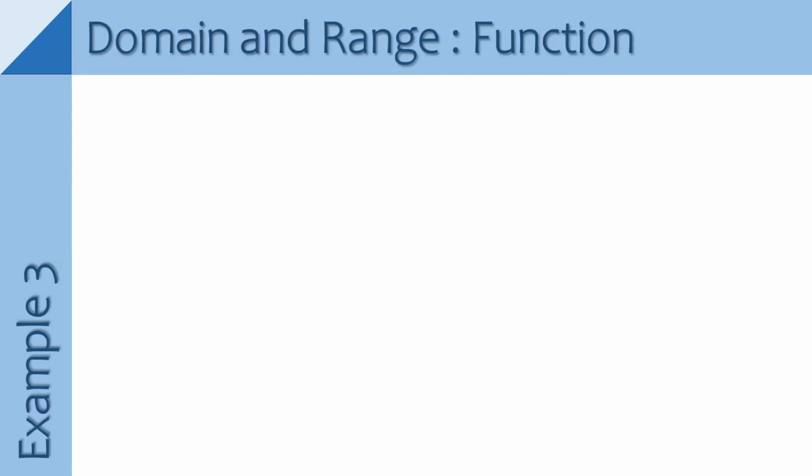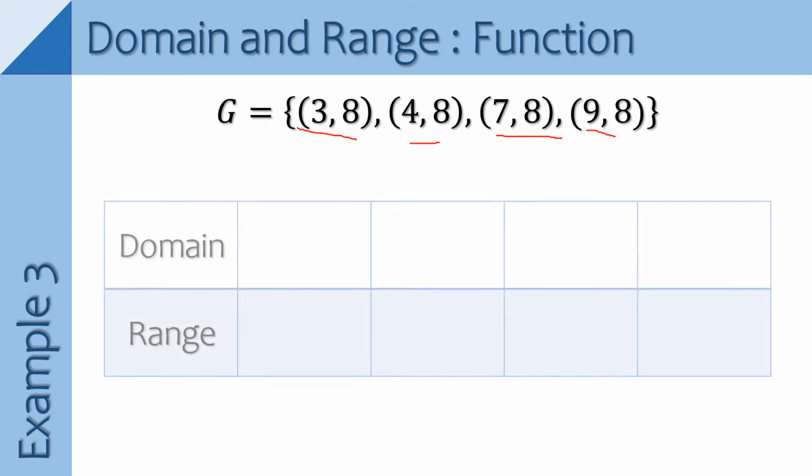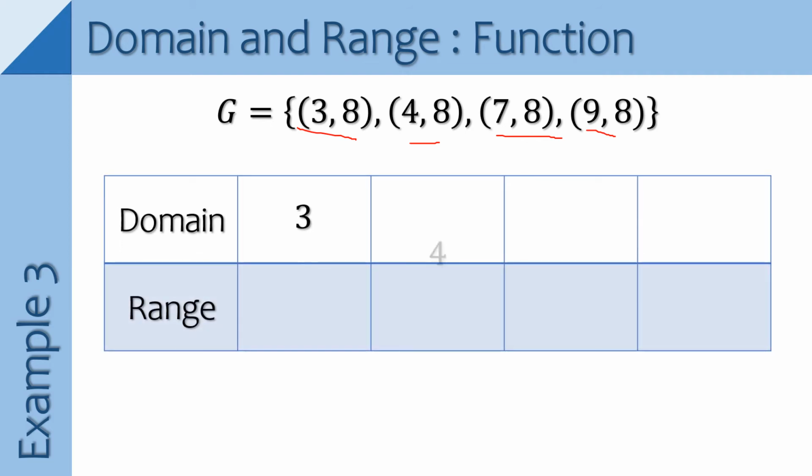Okay, so next, example number 3. Okay, so we have (3, 8), (4, 8), (7, 8), and then (9, 8). So the domains are 3, 4, 7, and then 9. And then the range are all 8.